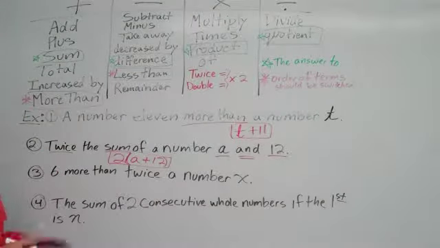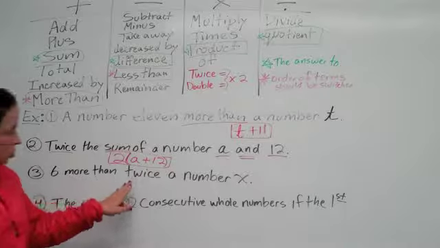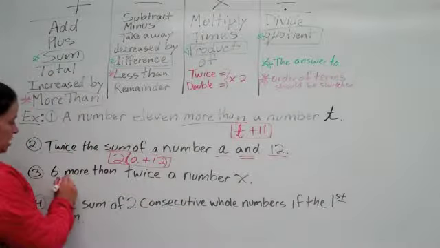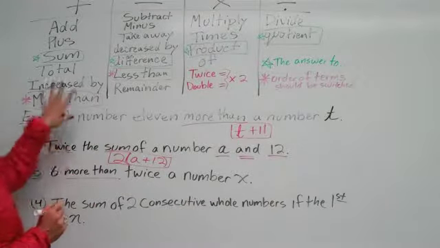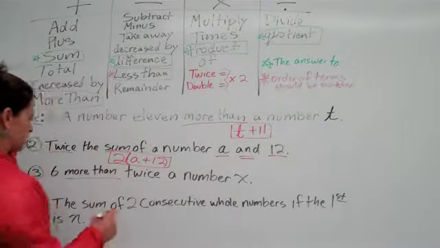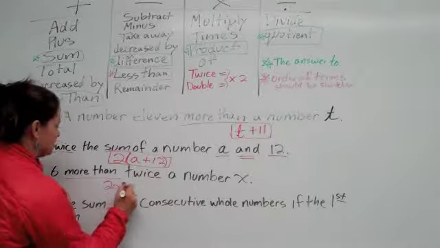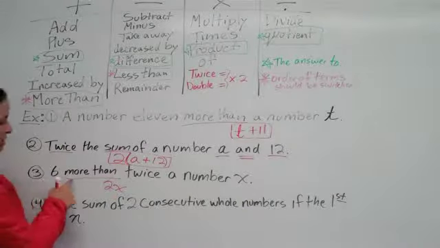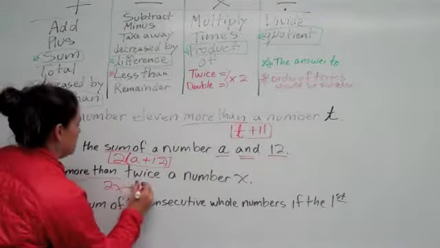All right, number 3, 6 more than twice the number x. So again, we've got the more than, which says switch it around. Twice the number x means 2 x's, but you're doing 6 more than that, so it's 2x and add 6.